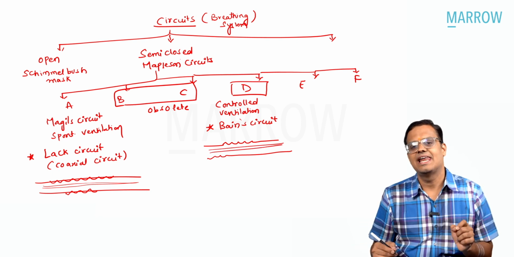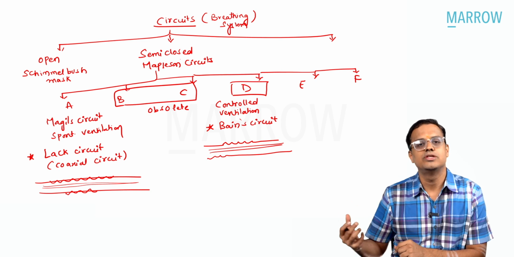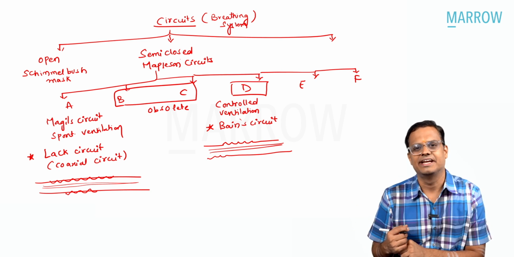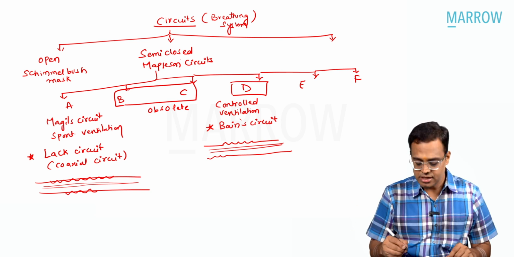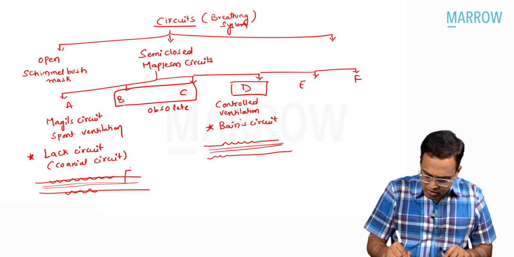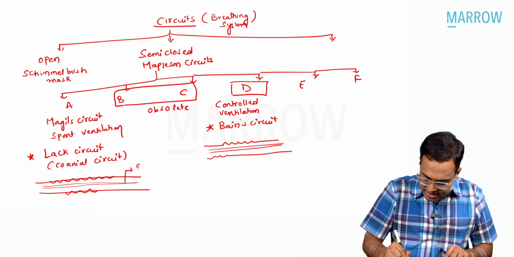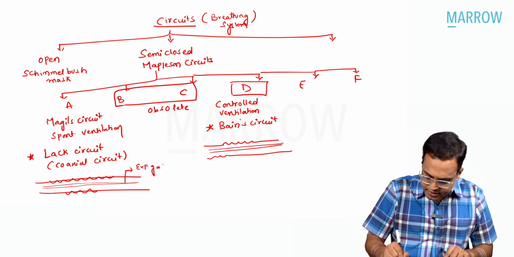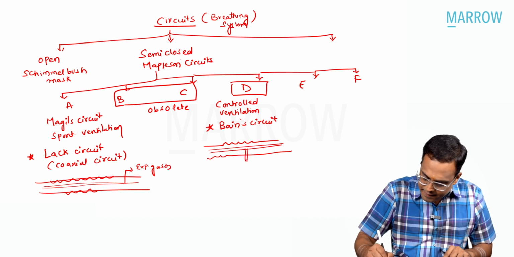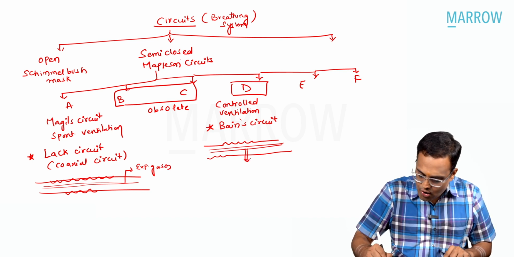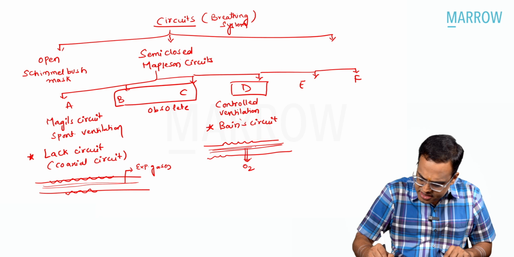Unless you work with a circuit, you cannot understand it. This is also a coaxial circuit. So here the inner tubing of the Lack circuit carries expiratory gases, whereas the inner tubing of a Bain circuit will carry oxygen. So that is the biggest difference.